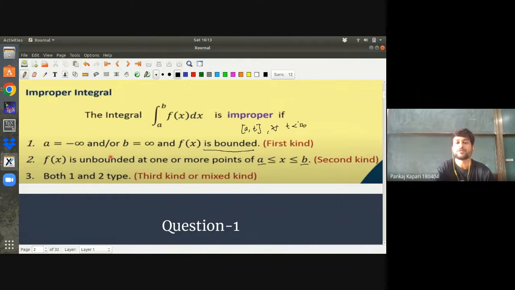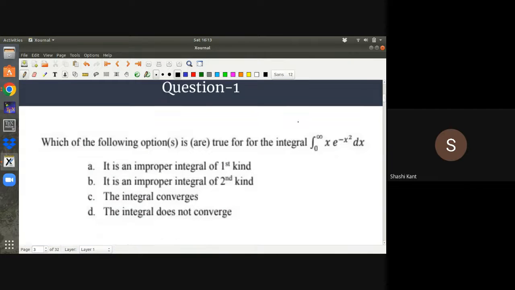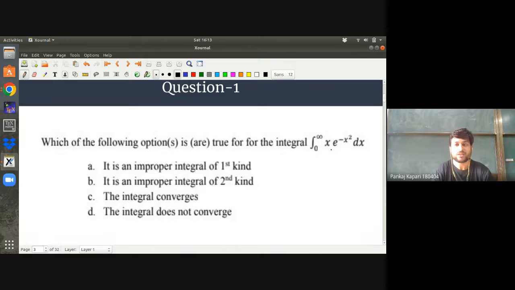For all t less than infinity. So in that sense, the function is actually bounded.